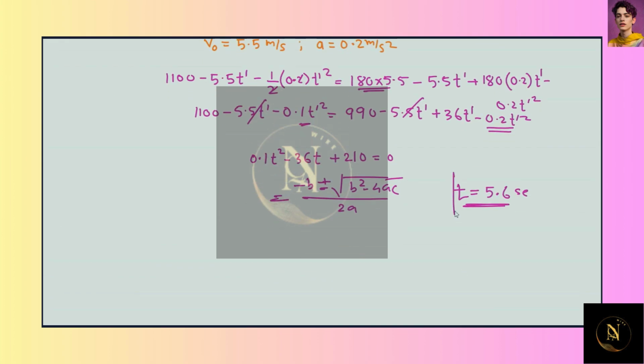So the runner would accelerate for 5.6 seconds, and after that he can again move with the same speed to complete the remaining path in the desired 30 minutes.